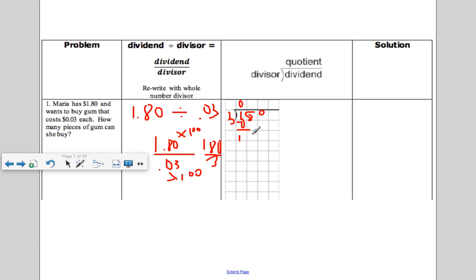That's supposed to be 8 if you can't read it. How many groups of 3 go in 18? 6 groups. Bring down the 0. How many groups of 3 go in 0? 0. So that's where you get the answer of 60. There are 60 groups of 3 cents. 60 times 3 cents will equal exactly 180.